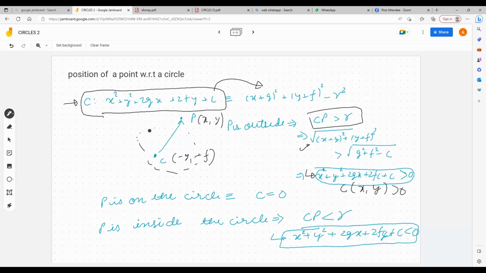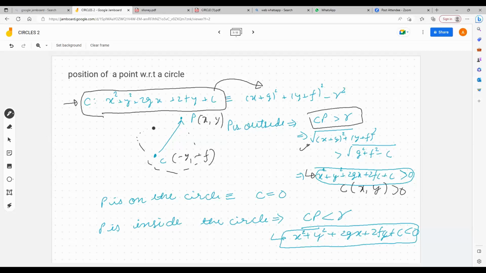We need to put that point in the equation of the circle, and we need to be precise that the equation of the circle cannot be taken as anything. The equation of the circle should be such that the coefficients of x square and y square are positive. They should not be negative.